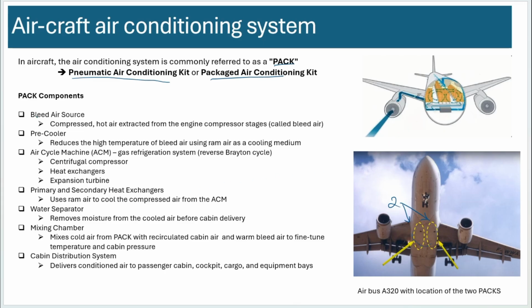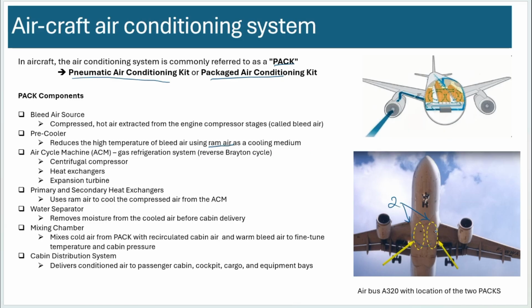Okay. So what are the components? First is the bleed air source that comes from the engine. So it is a hot air, bypass air that leaves the engine compressor stages, and it then goes to a heat exchanger. It's typically called a pre-cooler. It reduces that high temperature into a low temperature using ram air.